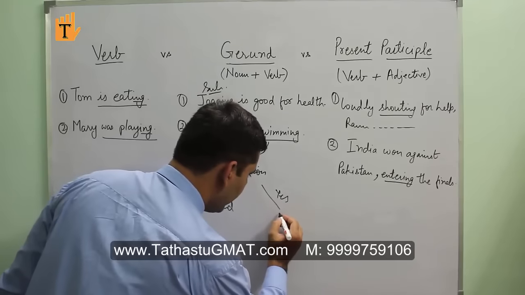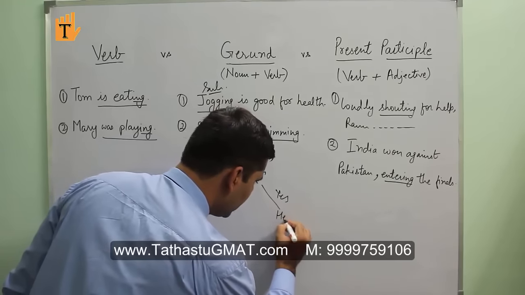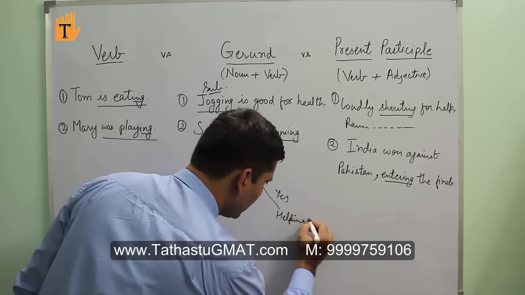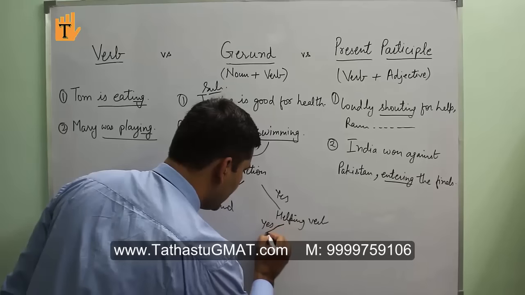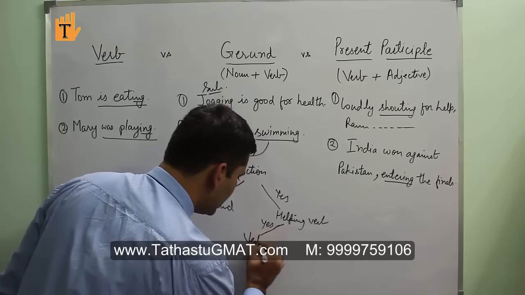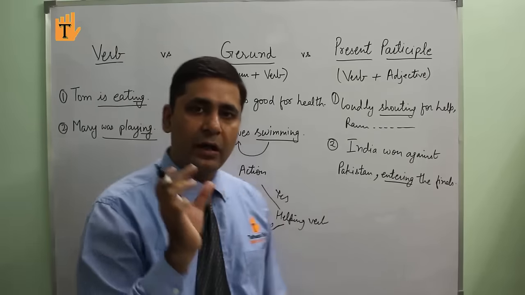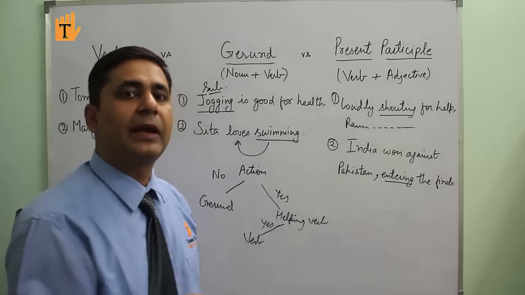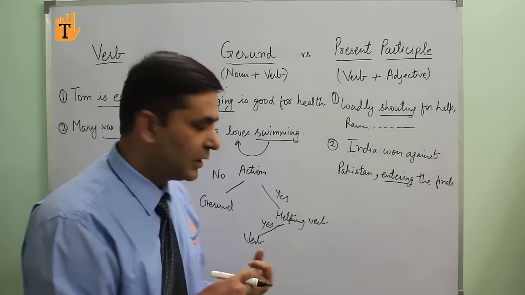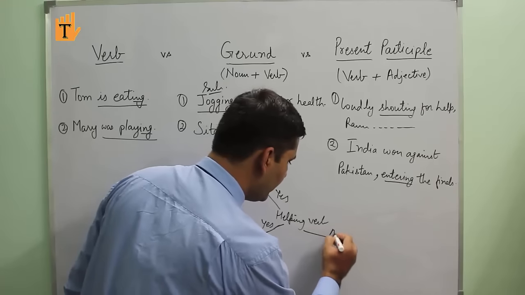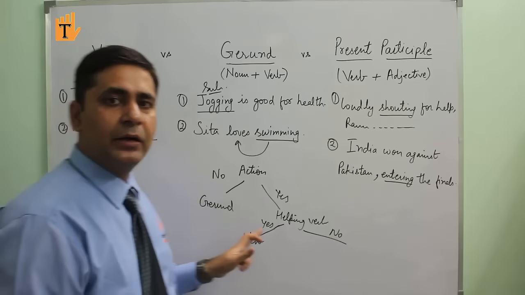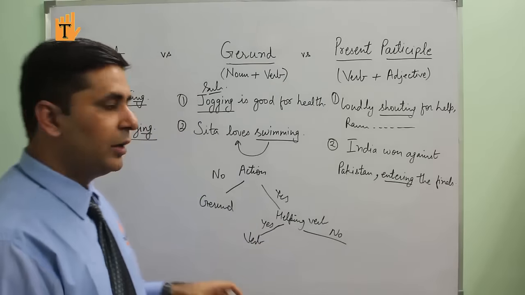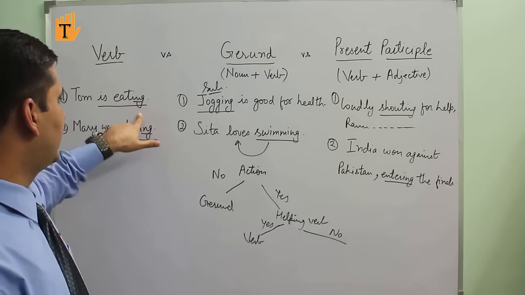If there is a helping verb, let's say this is yes. If you have a helping verb, then it means that that particular word ending with ing is acting as a verb. And the helping verbs mean is, am, are, was, were, like that. So here we have a helping verb with the action part.